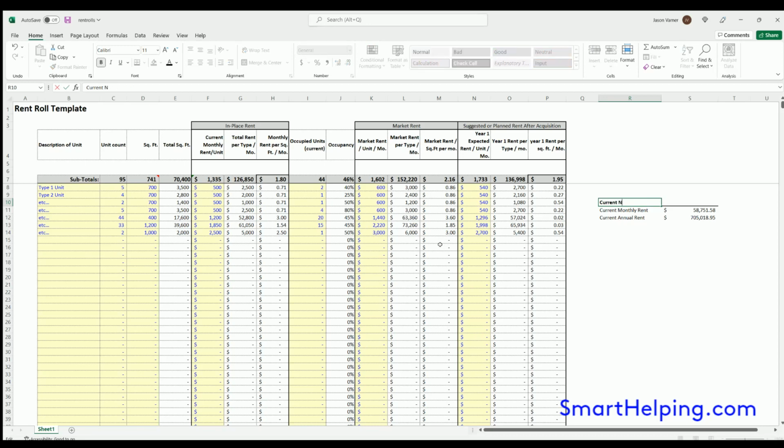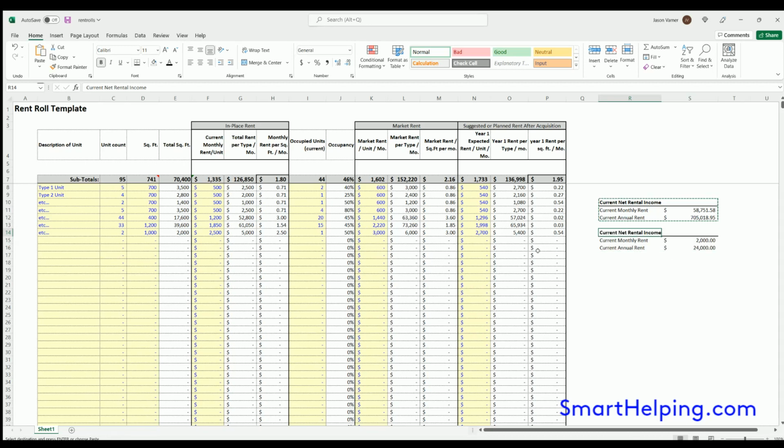We'll put current net rental income. And then we could also put in now market net. This is an interesting one. Market net rental income would tell you, based on the occupancy rate, if you were charging the market rate, what would your rents be?